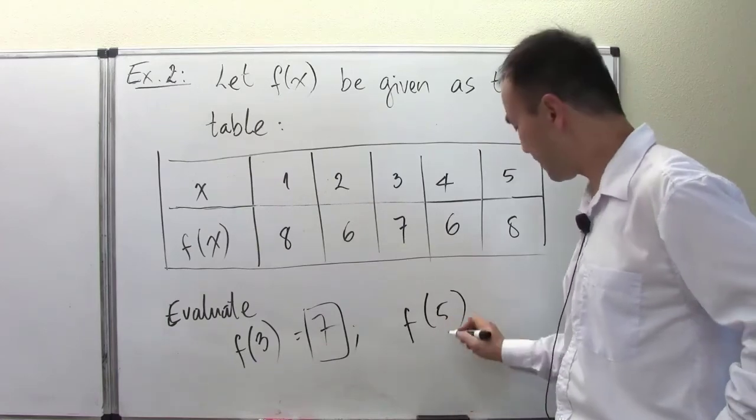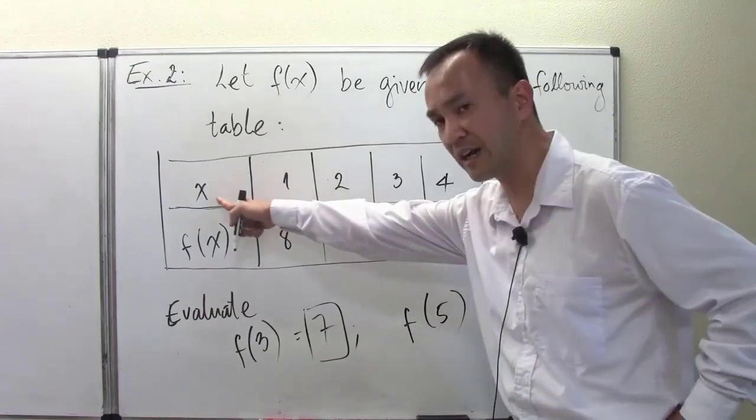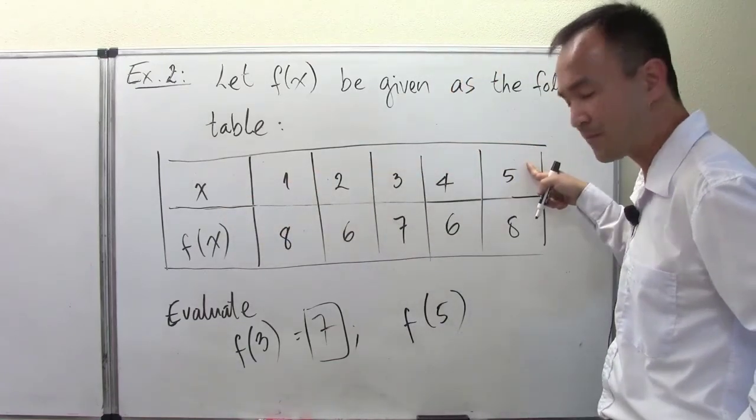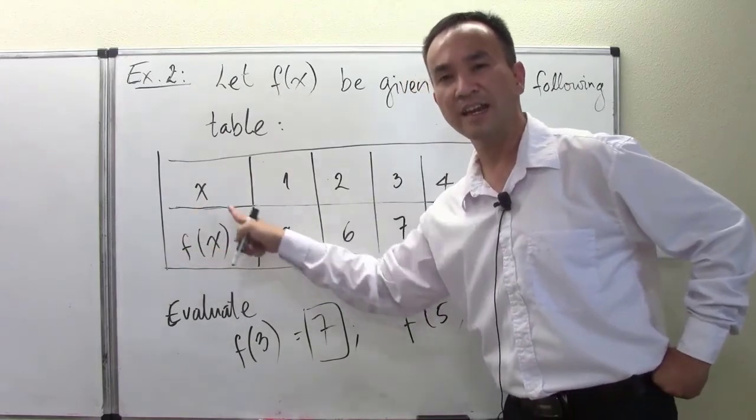Okay, so f of 5, the input is 5. So now we're going to look it up on this chart right here. When the input is 5, where's the output? Right here. And that's why we had that label at the heading of this bottom row over here.